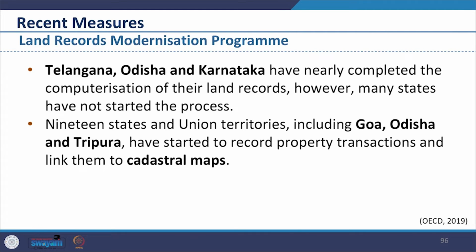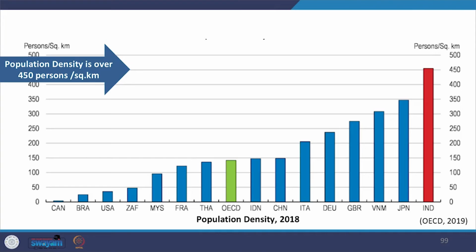As per the OECD studies, we see that prices are also pushed up by the floor space index limiting the height of buildings in cities and by overall high population density. India is one of the most land scarce countries in the world, and the rapid urbanization has put more pressure on land. Our population density is over 450 persons per square kilometer.